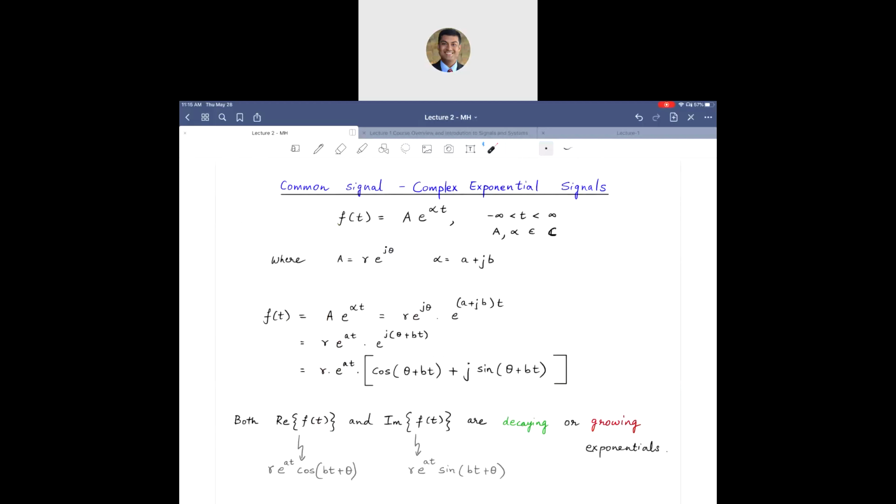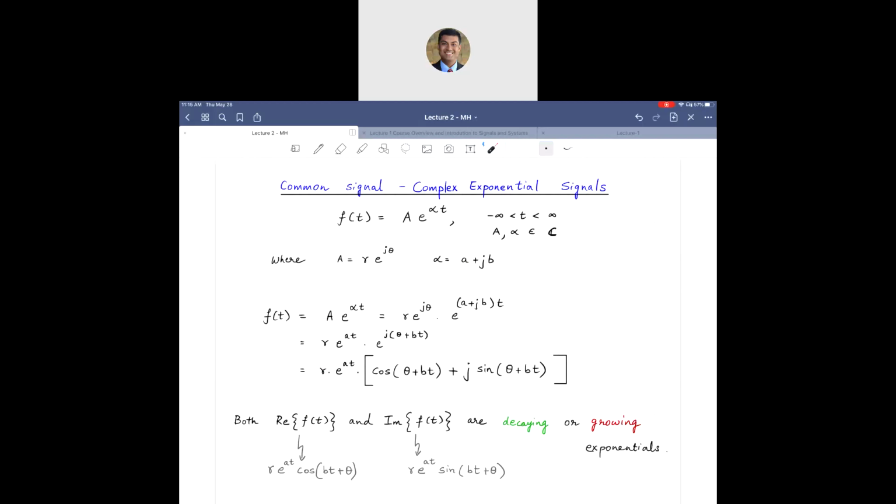Next, we are going to talk about complex exponential signals. Same function, a e to the alpha t. However, t still goes from negative infinity to infinity, but a and alpha belong to the set of complex numbers. So we'll represent a as r e to the j theta, a complex number expressed in polar form, and alpha as a plus jb, a complex number in Cartesian form.